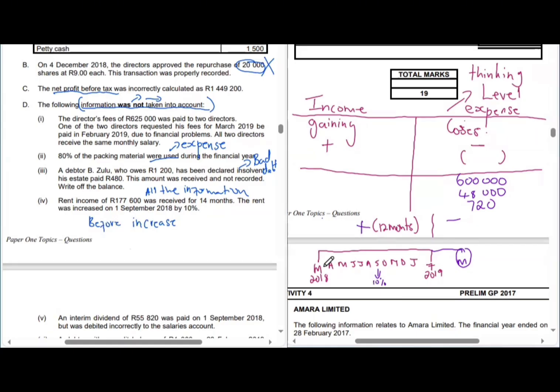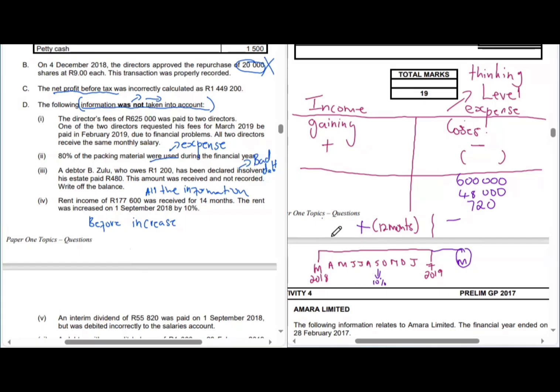It's 1, 2, 3, 4, 5, 6 months before what? Before increase, because the increase was on 1st September. So it's very important when it comes to dates, guys. Before increase it was 1st September. So before 1st September we were paying 100% for how many months? 1, 2, 3, 4, 5, 6.